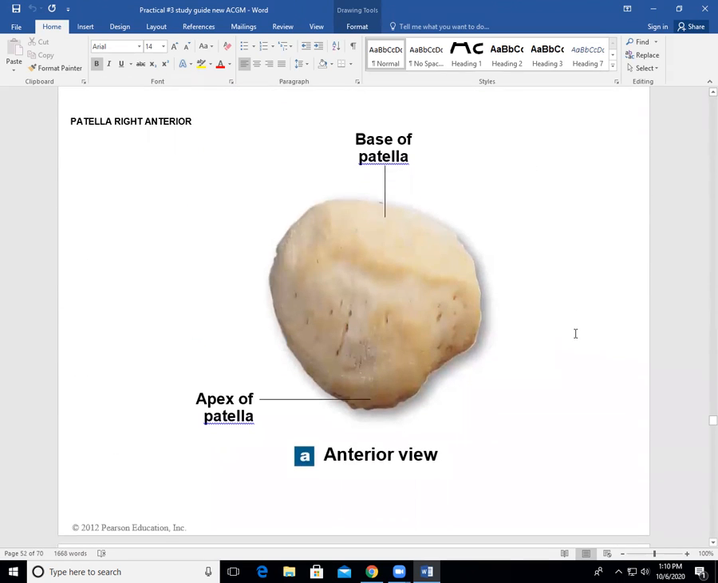Okay, here's your patella. This is one of the more complicated bones that you will see on your test. You have a whole lot of structure that you have to know for this patella. For the patella, you need to know it has a base and an apex. The base is the more flat, more superior surface. The apex is more pointed, more distal.